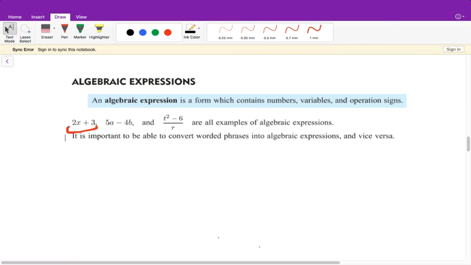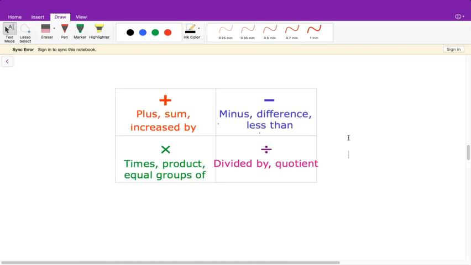Math is a language. It is a language, and being able to translate from one language to the other into words is vital, is important. All right, let's just go through a few key terms first. When you are going to rewrite these from words and vice versa, you need to know how we talk about each operation.